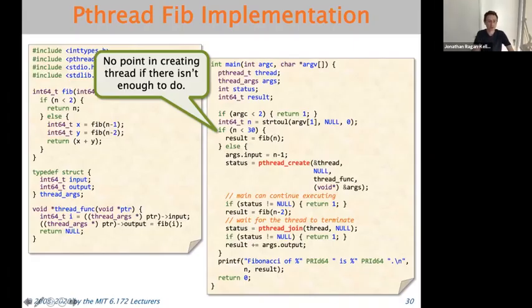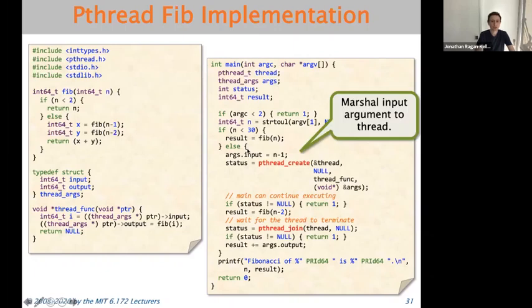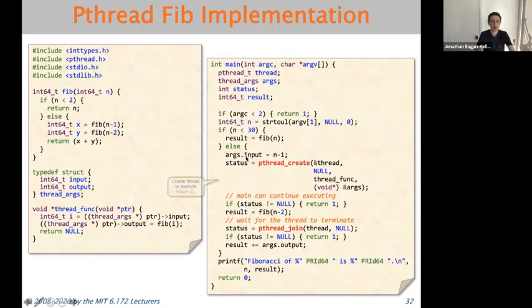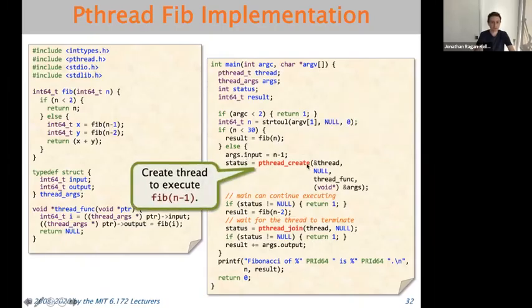So in this special case, we're just going to call fib of n like we normally would have. We're not using multiple threads at all. But otherwise, if n is big enough, we're going to marshal the input argument to the threads. We're going to take the n minus 1 that we want to run and pack it into an arg struct. We're going to actually create the thread to run that. So we're going to create a thread that's going to run this thread func, and it's going to pass in a pointer to this arg struct in which we stuck the input.